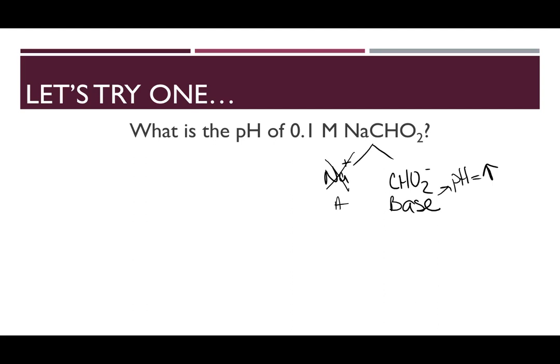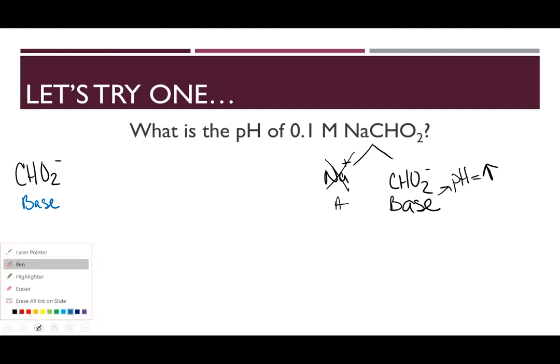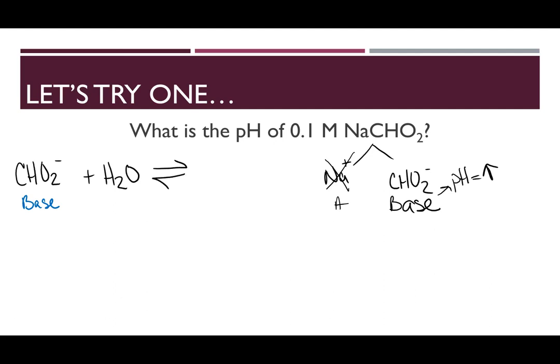The next step is to write an equation for how this base is going to act. So we've got our HCO2⁻. It's acting as a base. It is going to interact with water. If it is acting as a base, that is a proton acceptor. So on the other side, it's going to be HCHO2. And if it's acting as a base, that must mean water is acting as the acid. So acids are proton donors. So this is going to be OH⁻.